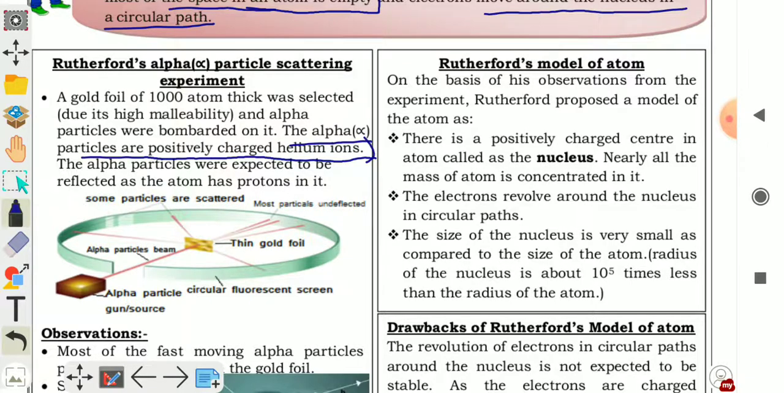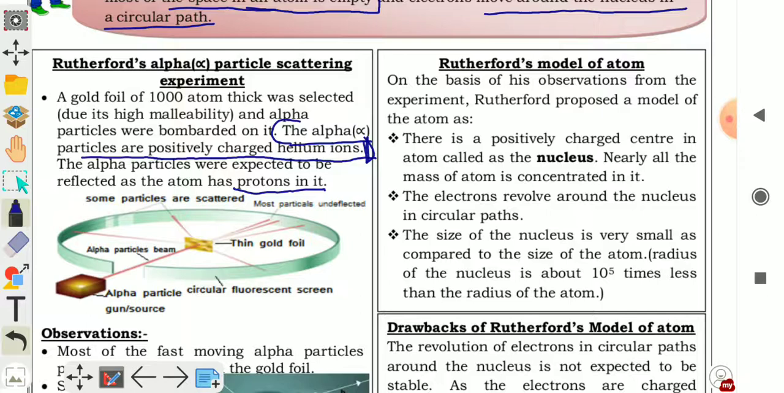So what are alpha particles, children? Positively charged helium ions are called alpha particles. The alpha particles were expected to be reflected as the atom has proton in it, and proton has positive charge, so alpha particles were expected to be reflected due to repulsion of same charges.